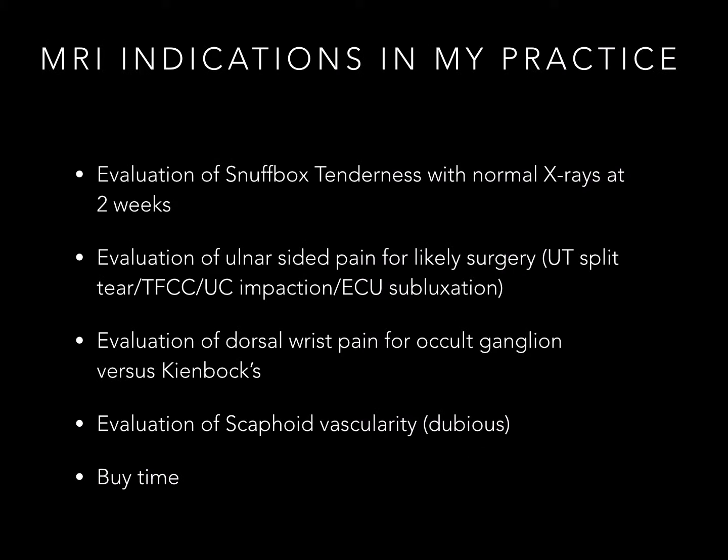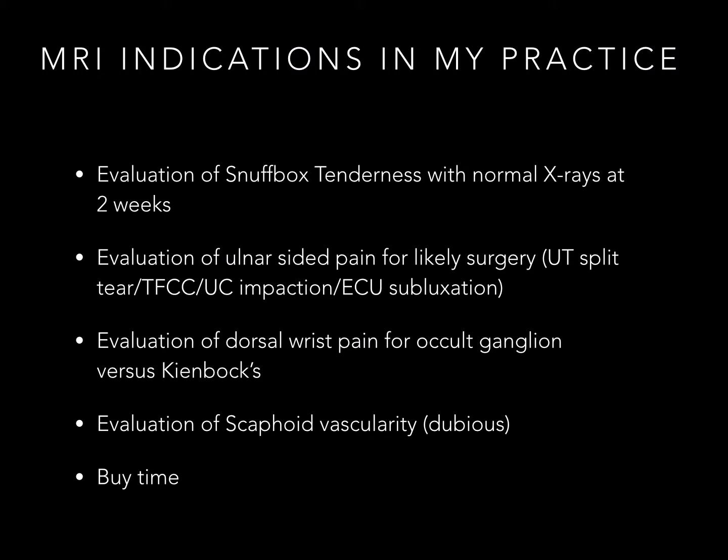So these are the top few reasons I order an MRI on patients. Far and away, it's to evaluate snuff box tenderness in a patient with normal x-rays who at 2 weeks is still having pain. I usually splint them or cast them for the first 2 weeks, take them out of the splint or cast, re-x-ray, and if they're still having more pain than I'd like to see around the snuff box, to get an MRI. I use it to evaluate ulnar-sided wrist pain when I'm thinking about operating on them and not before. So if I'm looking for a UT split tear, TFCC tear, ulnocarpal impaction, or ECU subluxation.